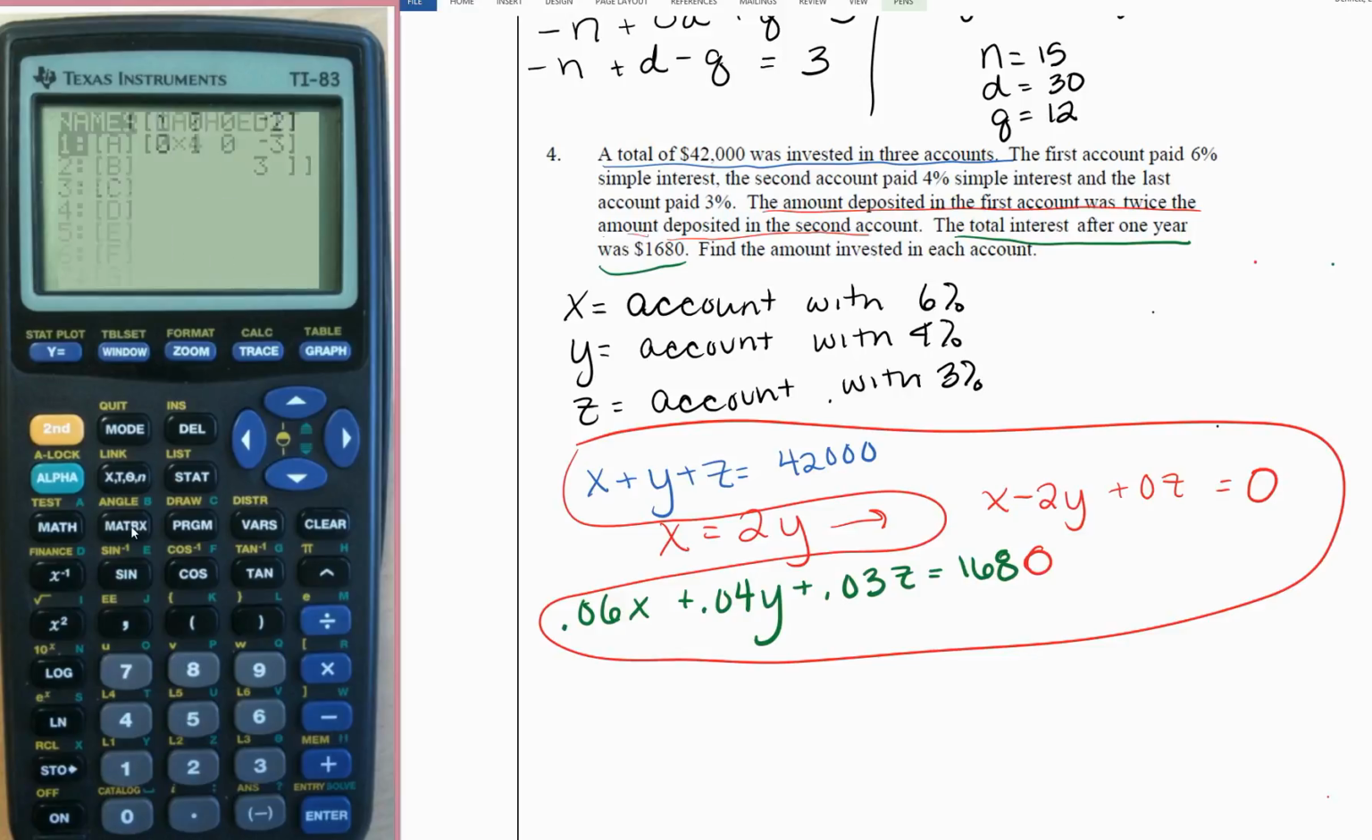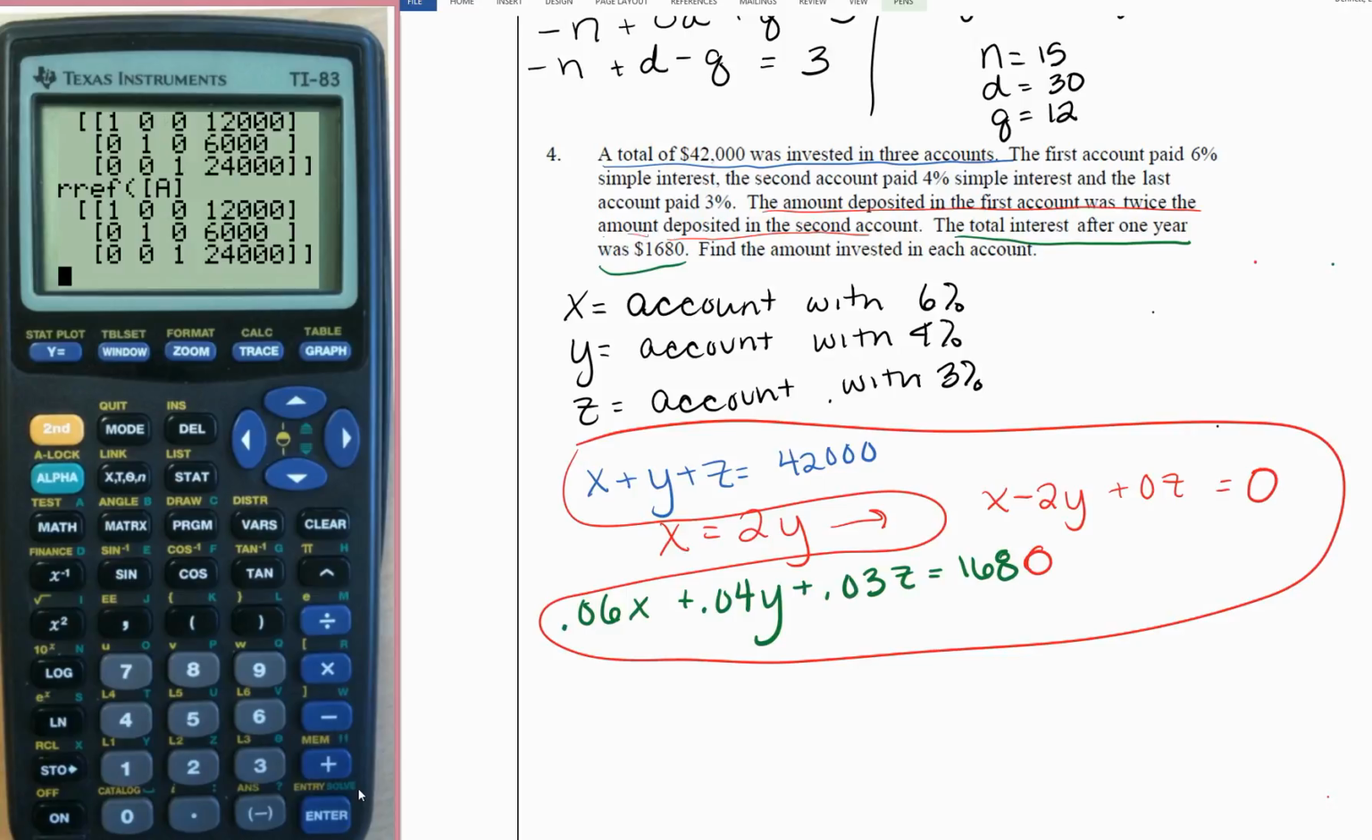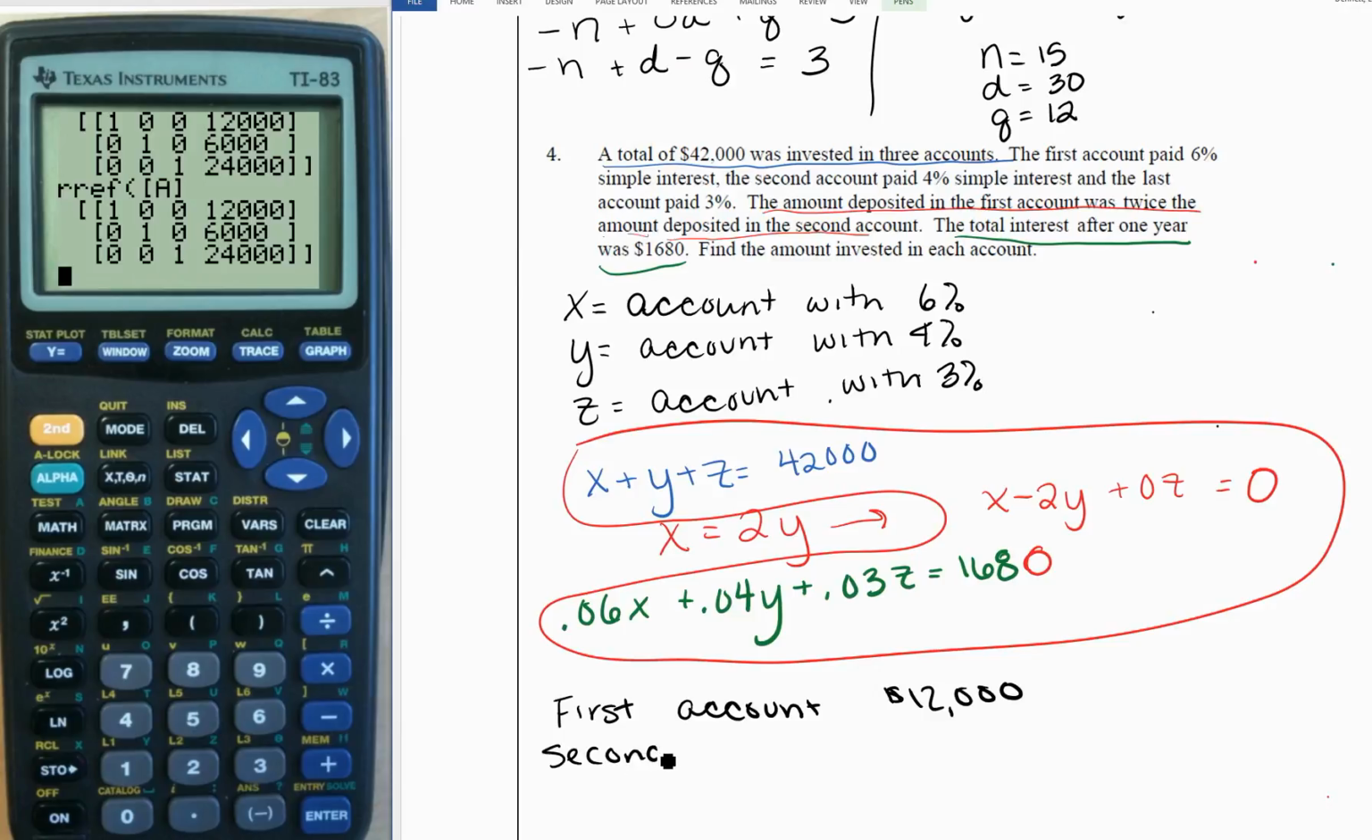Okay, so second quit. Remember, you could hit matrix, go over to math, go down to RREF, but since we just did it, if we hit second and second enter, it'll give it to us there. So let's write our solution in black. The first account with 6% interest had $12,000 invested. The second account with the 4% interest had $6,000 invested. And the third account with the 3% interest had $24,000 invested.